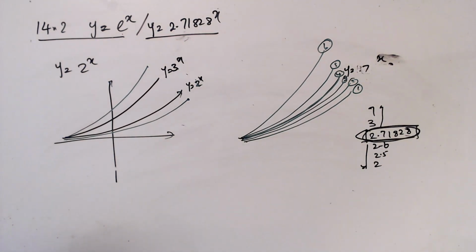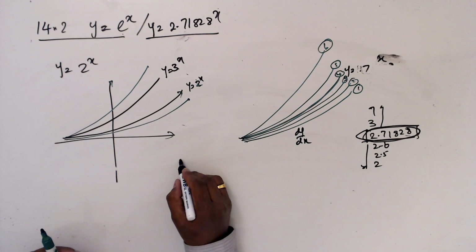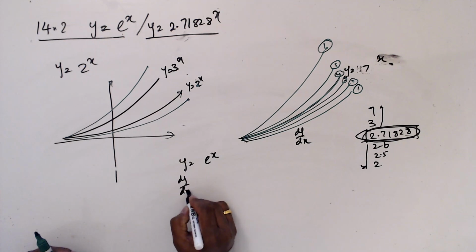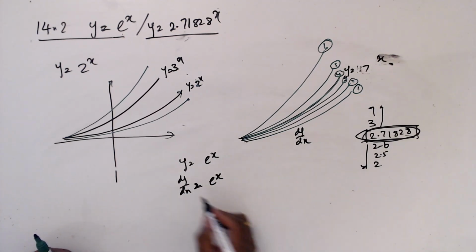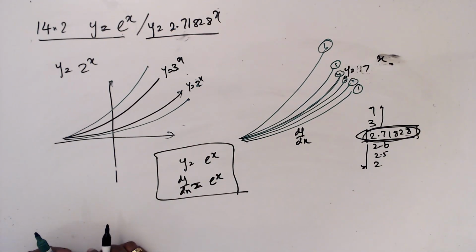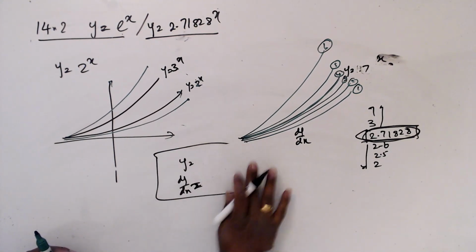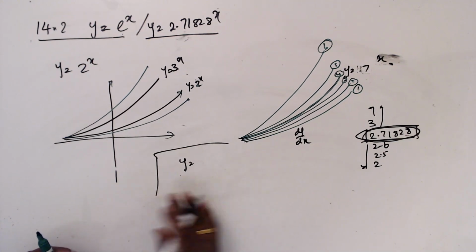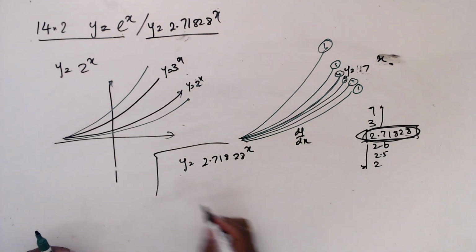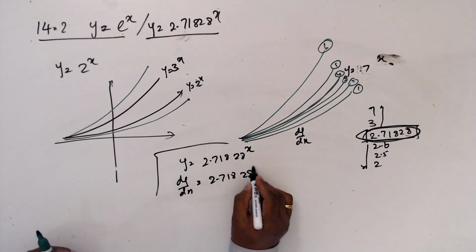What is happening? Gradient graph means dy by dx graph. So y equals e to the power x. This is the graph. And the dy by dx graph is also e to the power x. So this is a special scenario. Or if I explain it like this, the mathematician found out y equals 2.71828 to the power x graph, and the dy by dx of this graph is also 2.71828^x.